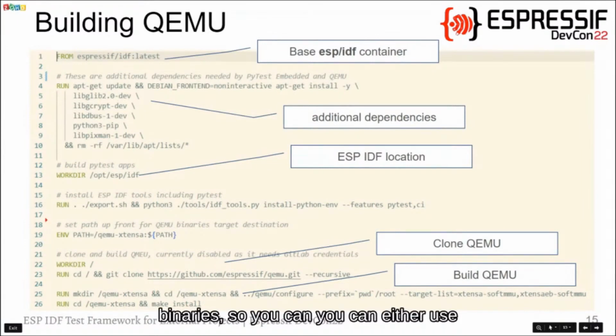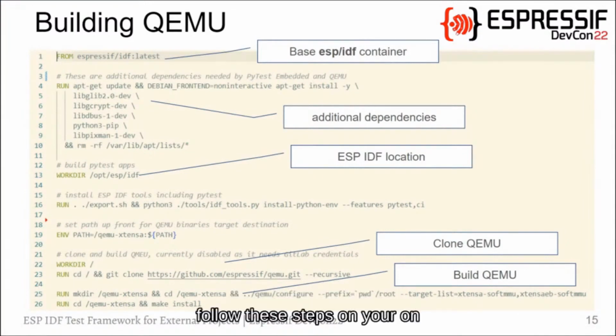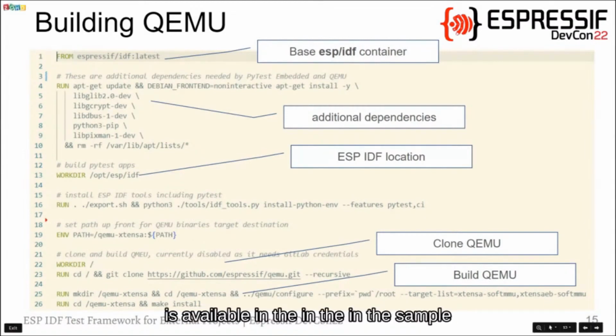So you can either use the container, or you can follow these steps on your local machine as well. The Dockerfile is available in the sample repo. I will mention it later.